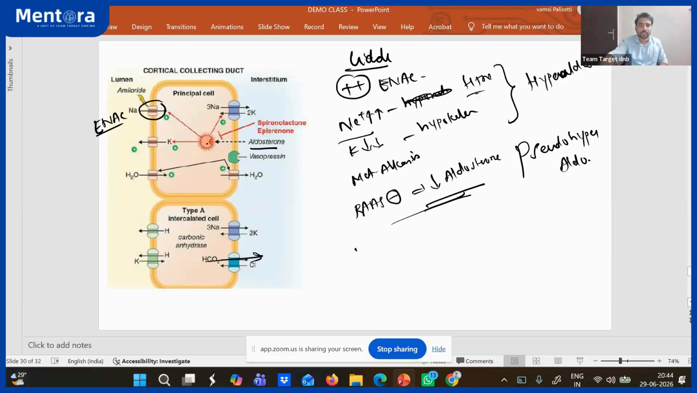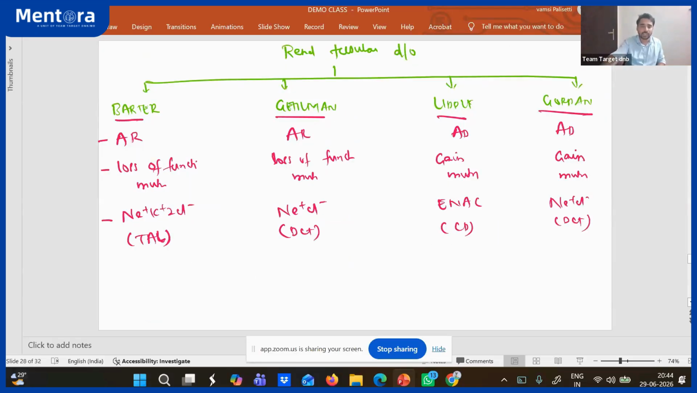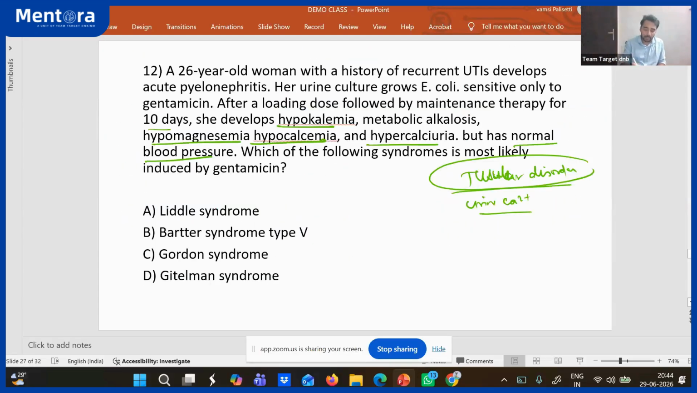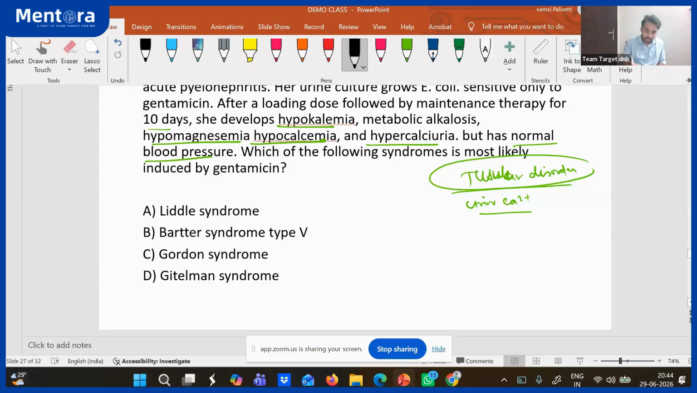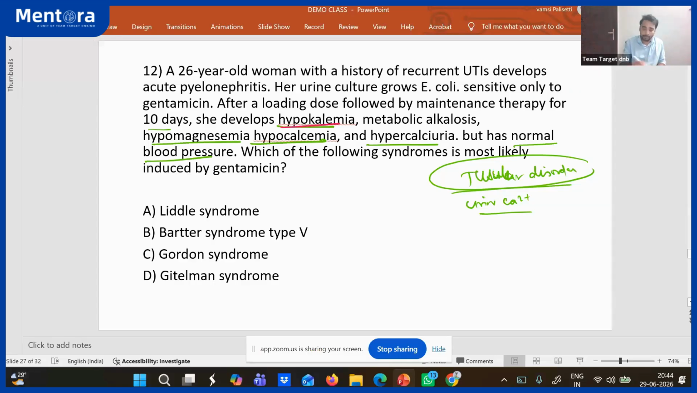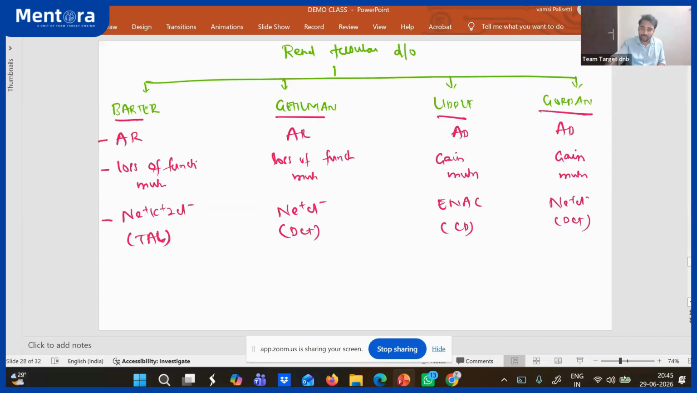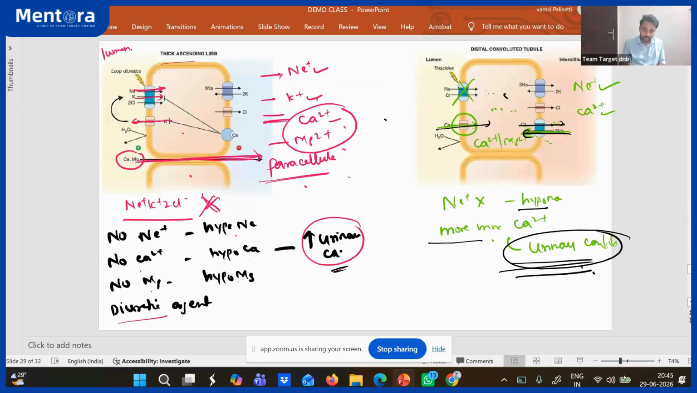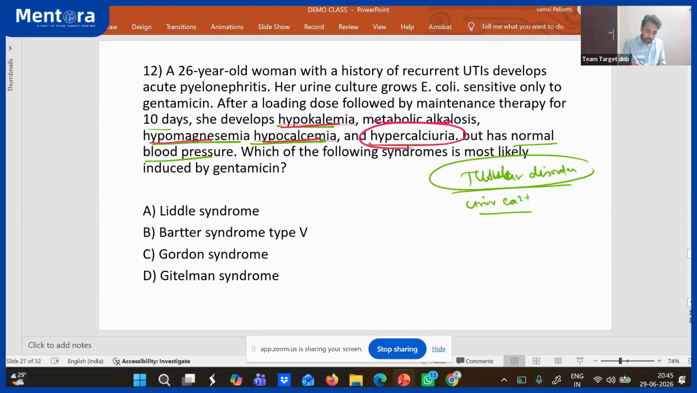Clear? So now thing is, see this thing, what are they asking here? Patient hypokalemia, metabolic alkalosis, hypomagnesemia, hypocalcemia, hypercalciuria. Where you see hypercalciuria? Where you see urinary calcium more? You can see only one thing, that is your Bartter syndrome. That is the only thing. Urinary calcium is more. So the question is, urinary calcium is more. Your syndrome is Bartter syndrome. Okay. Clear?